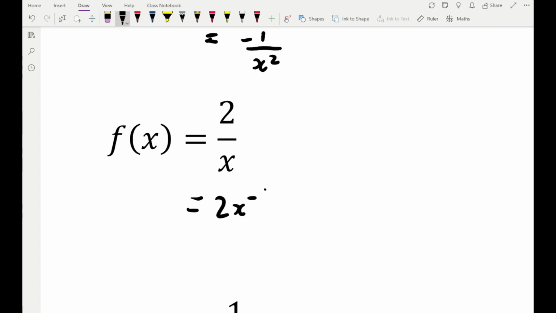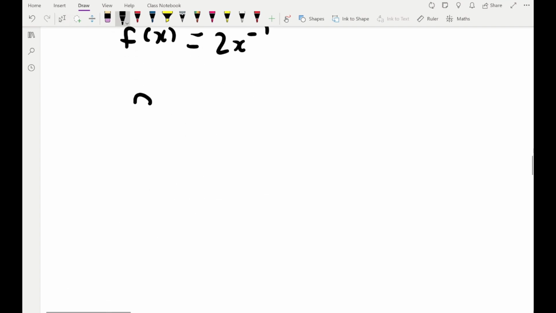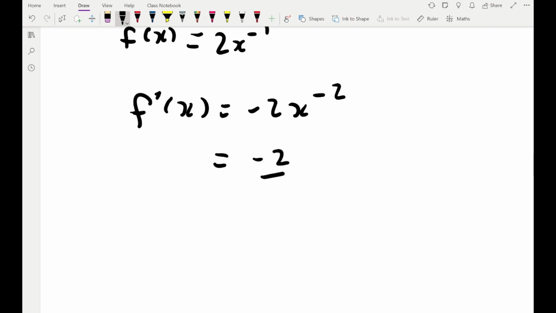There we go. Next one we've got here, so we need to rewrite this. So this is 2x to the minus 1, our original function. And then if we start to look at the derivative, well, the minus 1 is going to come out the front and make it minus 2. And then we can rewrite that using index laws to that.